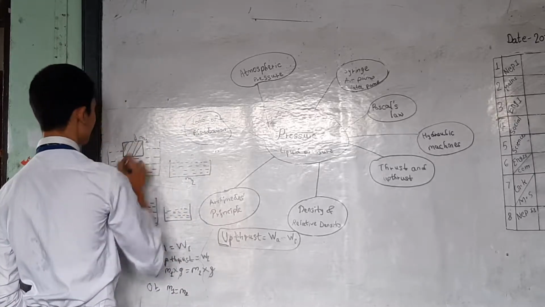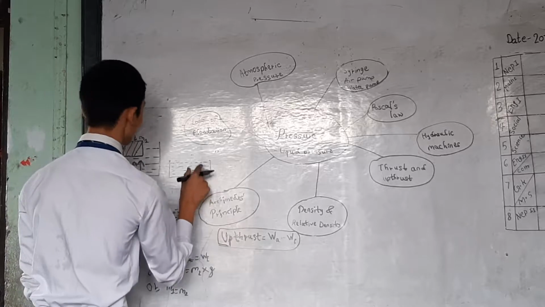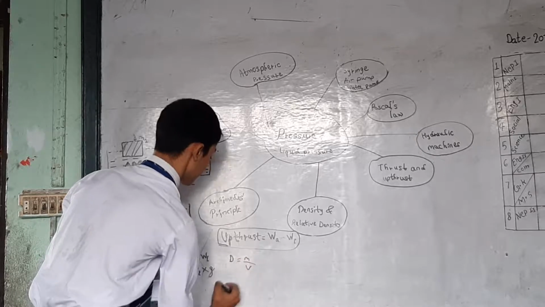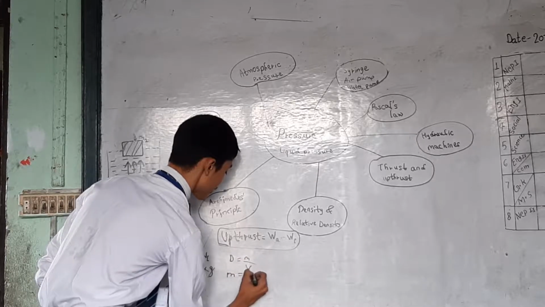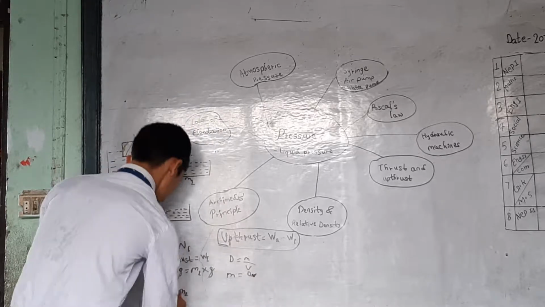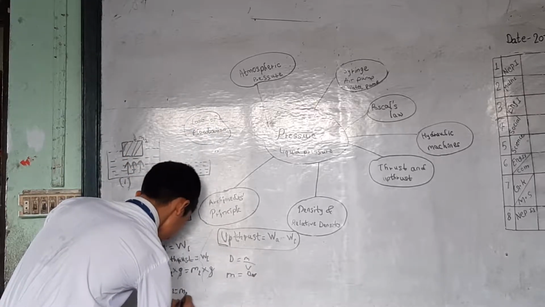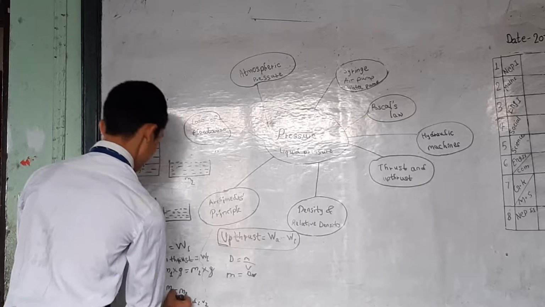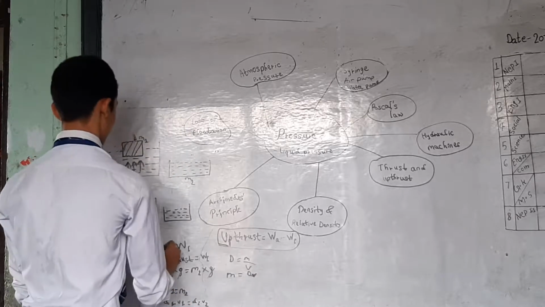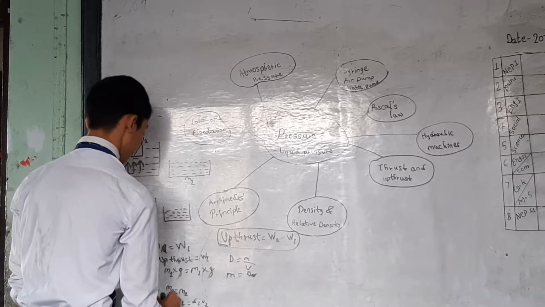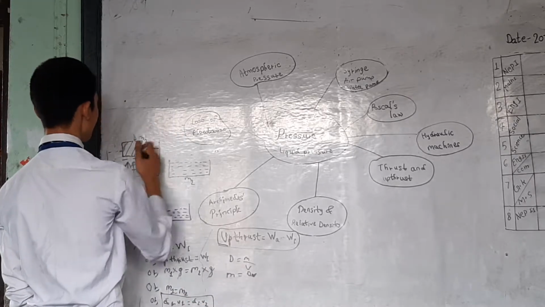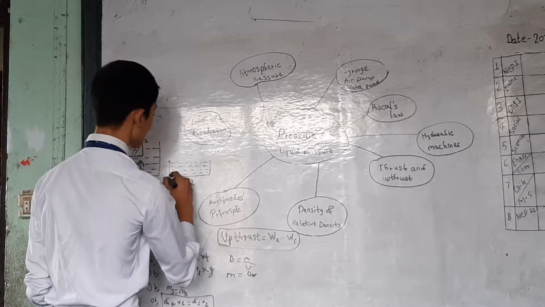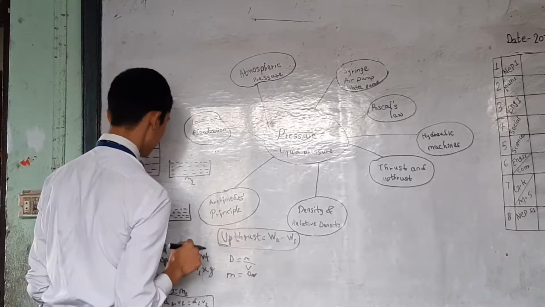By this we can say that the mass of the object is also equal to the mass of the liquid displaced. Again we know that density equals mass by volume. We get mass equals density times volume. So we can write d1 times v1 equals d2 times v2. From this relation we get another new relation, that is, the product of density and volume of this object is equal to the product of density and volume of this liquid displaced.